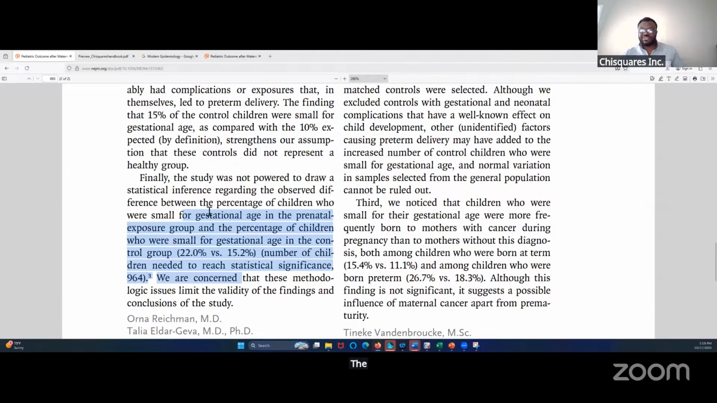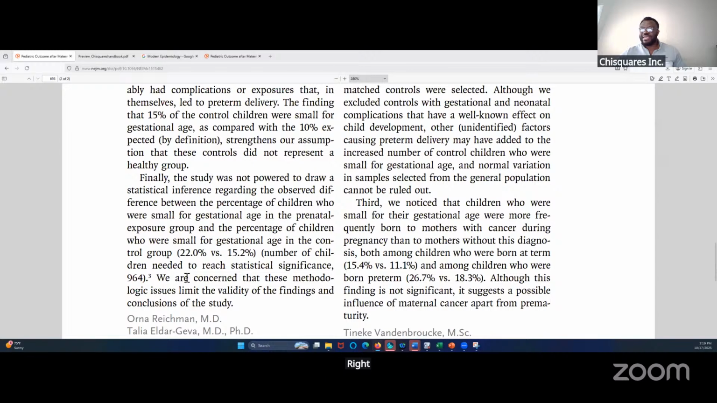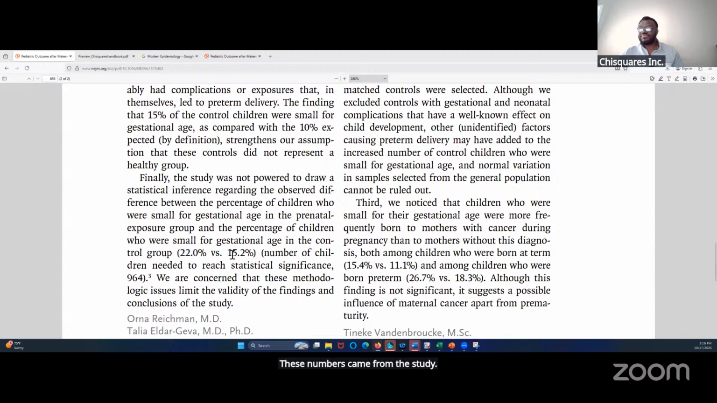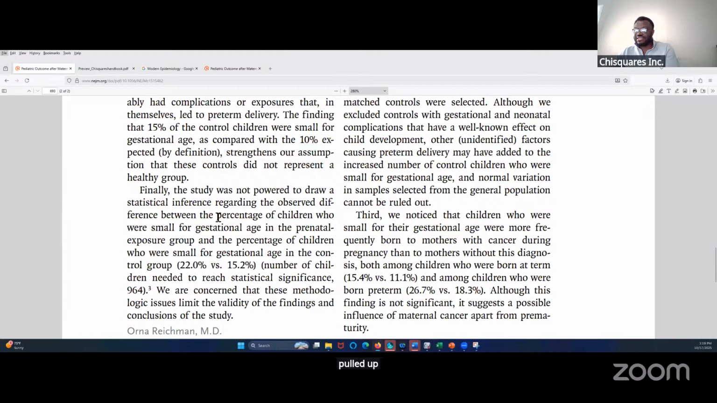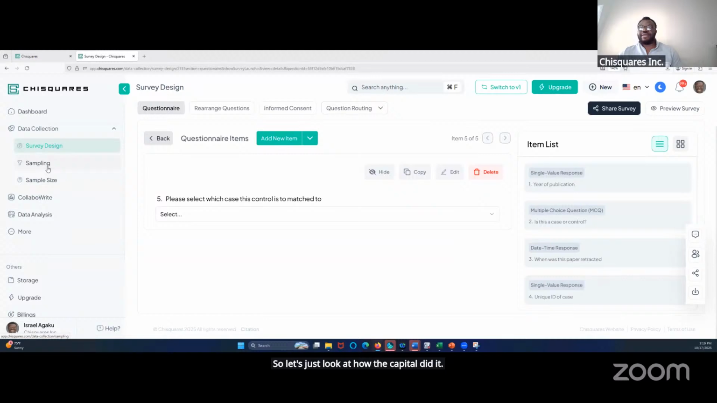The basis for the authors saying the study is underpowered is they said they looked at the prevalence estimates reported from the study and said, based on this, right? Based on this, we think that is so. Let's first of all see how these people calculated the number, right? These numbers came from the study we just reviewed. So let's just look at how they calculated it, and then let's now critique that approach or that kind of thinking.